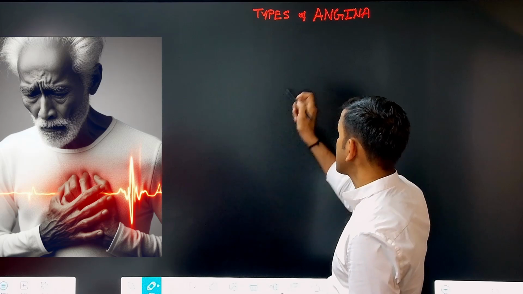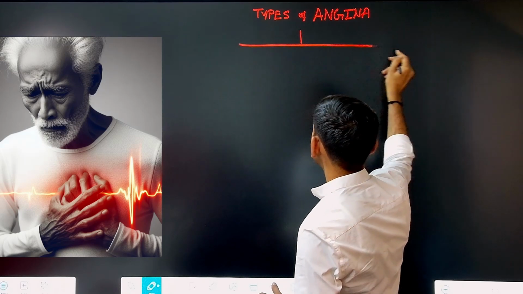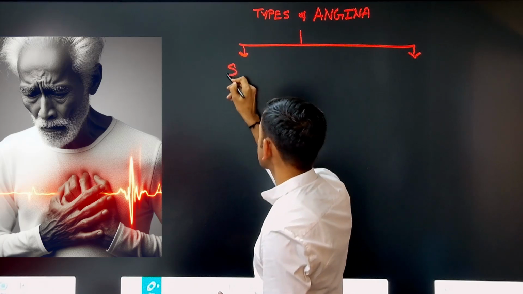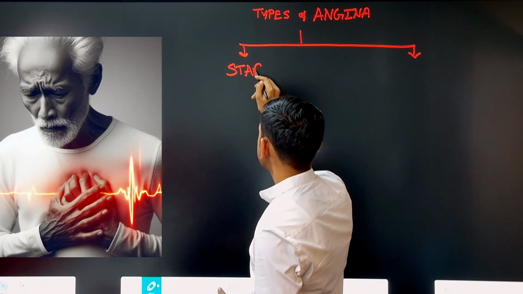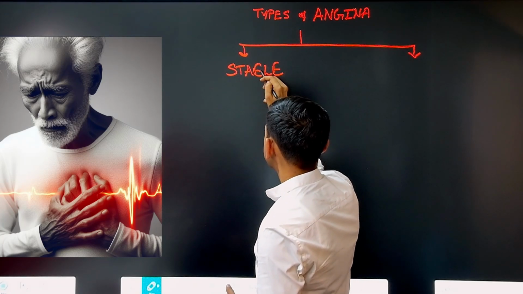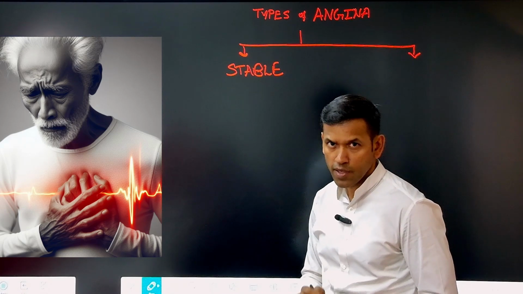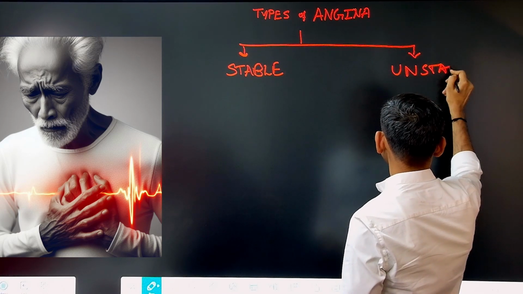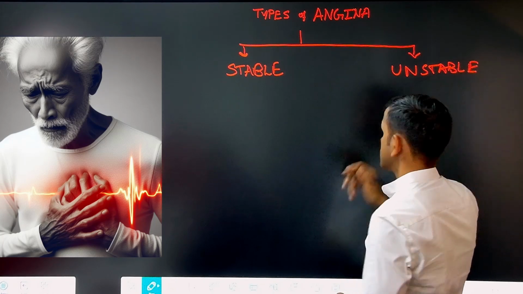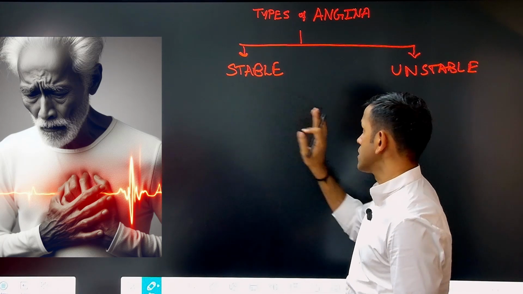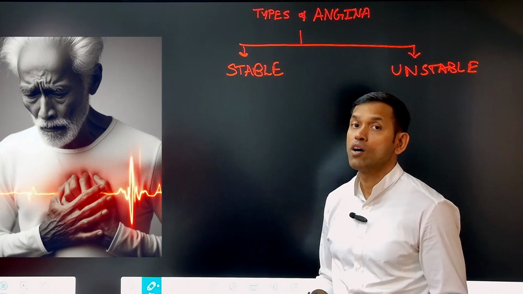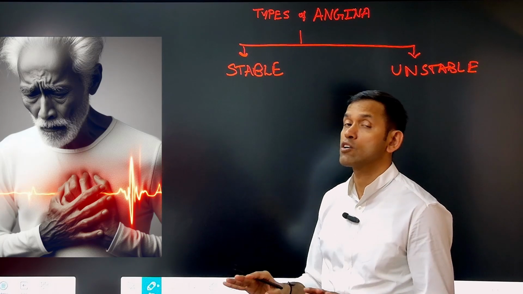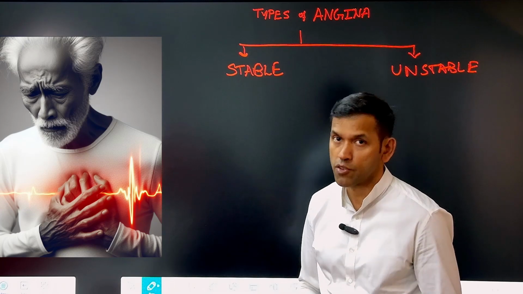If you talk about the types of angina, there are two major types. The first one is called stable angina, and the second one is called unstable angina. So, two parts: one is stable, second is unstable. Now, how do we understand whether this patient is in stable angina or unstable angina? What are the differences between these two types of angina?